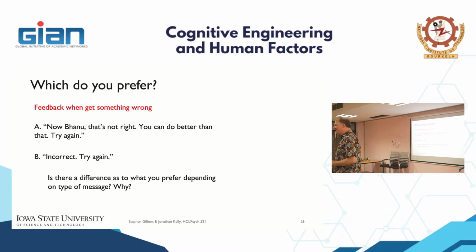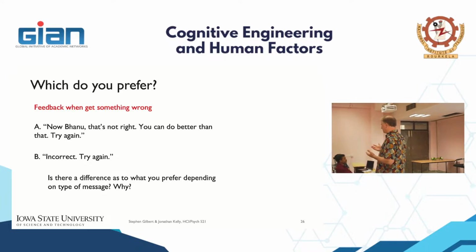So who likes A? Does anyone prefer A? Okay, we have some A preferences. Who prefers B? Anyone? Okay, so the hands are different from the A, B people before. Okay, so why do you like A? Let's hear from the A likers.